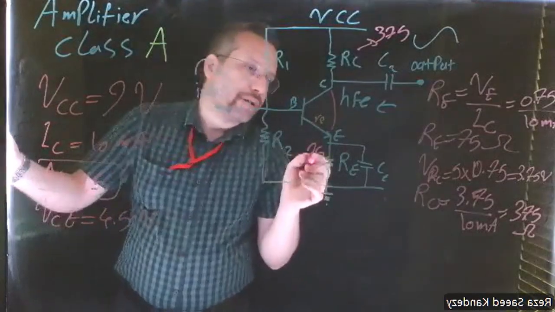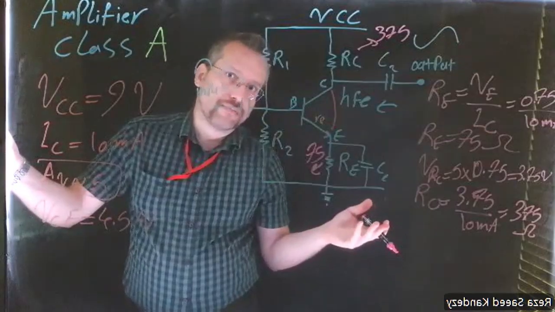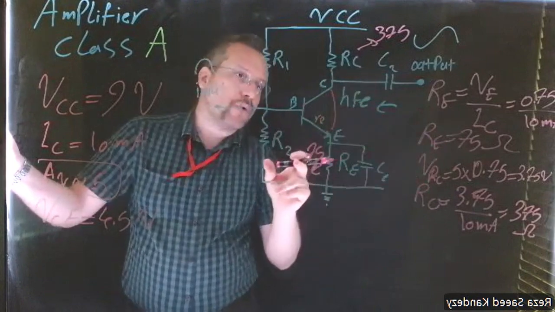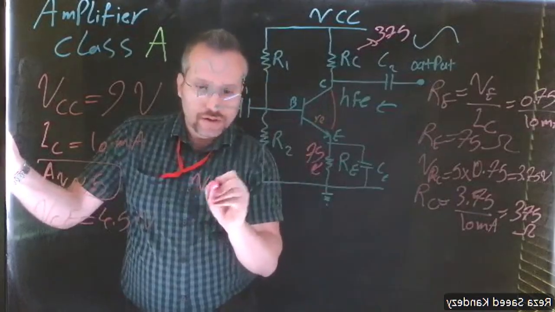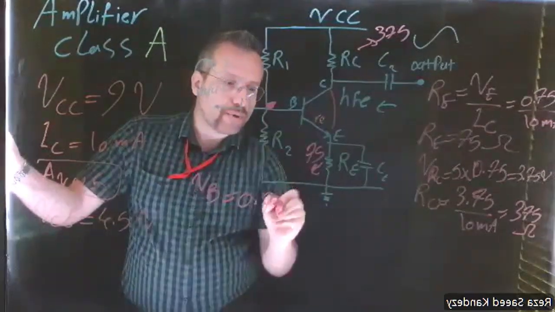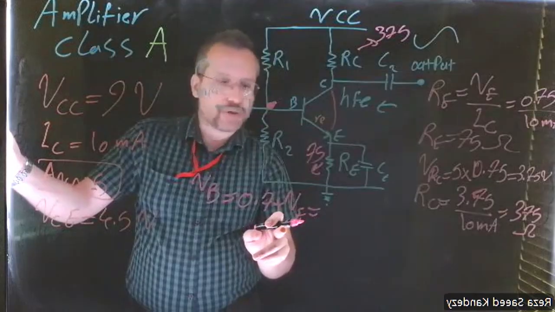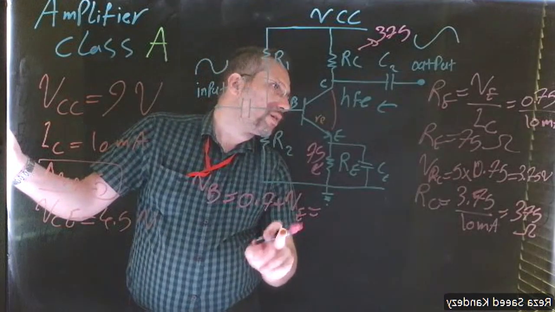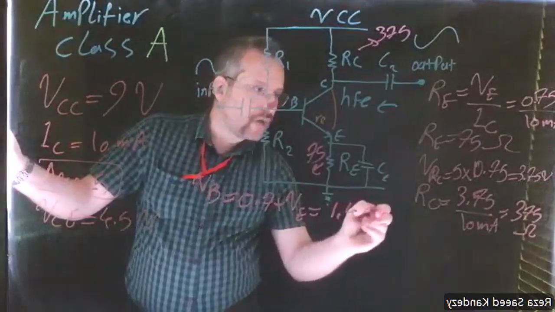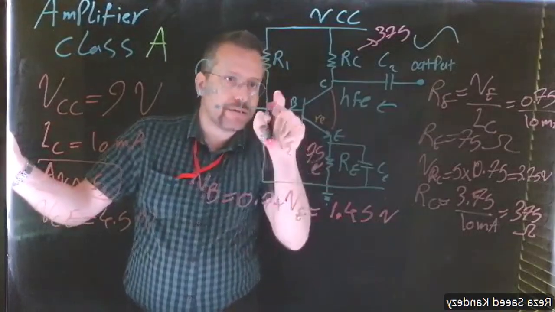Now, we said the voltage between base and emitter is always 0.7, because we want a perfect, stable bias. So the base voltage is going to be 0.7 plus whatever the voltage of the emitter is, which in our case was 0.75. So this becomes 1.45 volt. Correct? Yeah, this is going to be our base voltage.